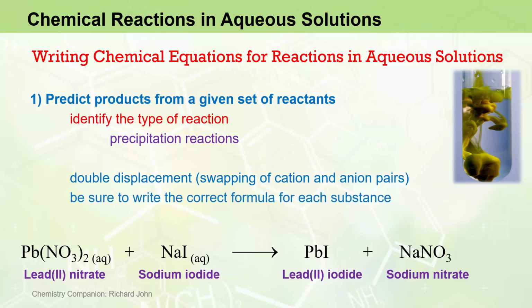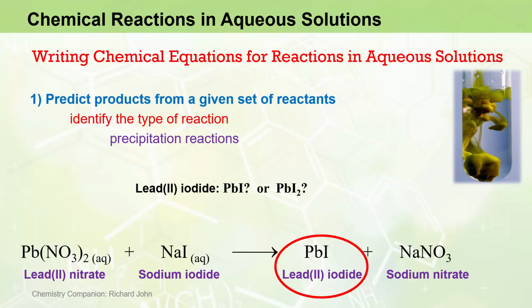At this point, however, we need to be sure we write the correct chemical formula for each product. For example, is the chemical formula for lead-2 iodide written correctly here? Is the chemical formula for lead-2 iodide PbI or PbI2 or some other ratio of lead and iodine? To work this out, we identify that the lead-2 cation has the chemical formula of Pb2+, with a net charge of +2. The chemical formula for the iodide ion is I-, with a net charge of -1.